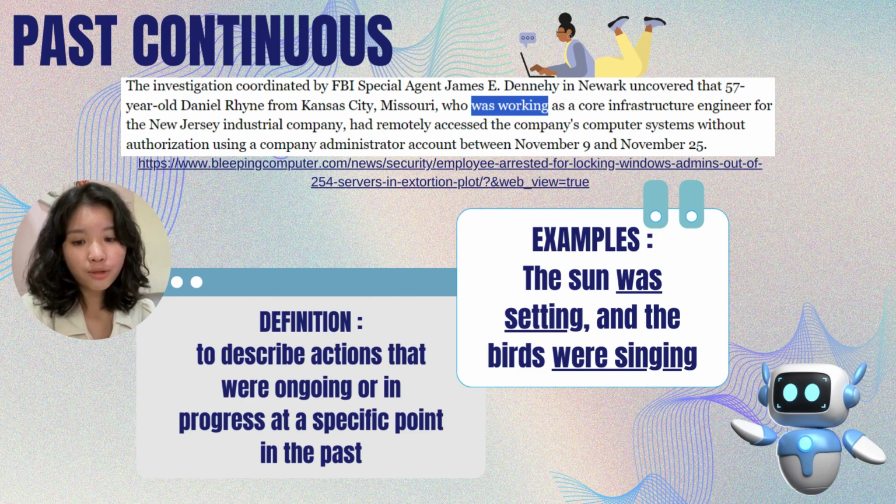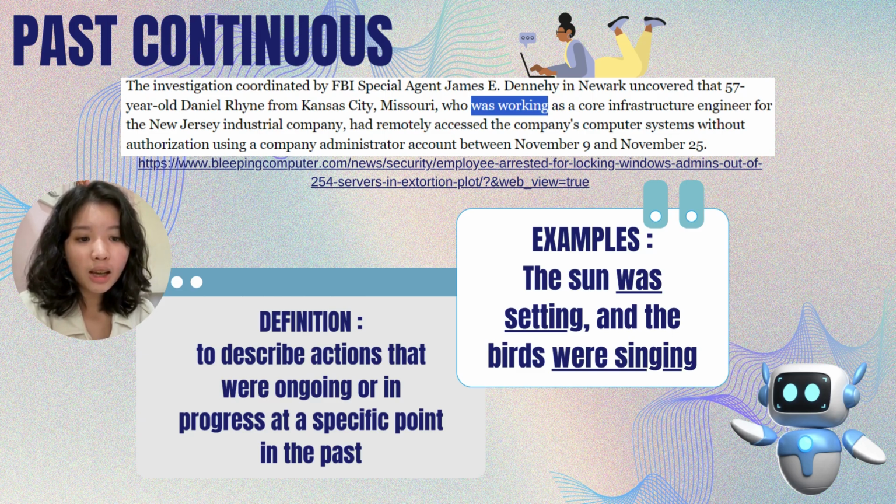The structure for past continuous is subject plus was or were plus verb plus ing plus object. Another example given is the sun was setting and the birds were singing.